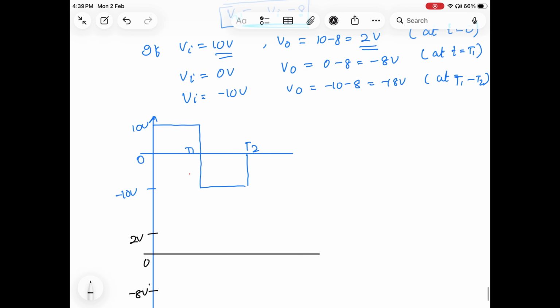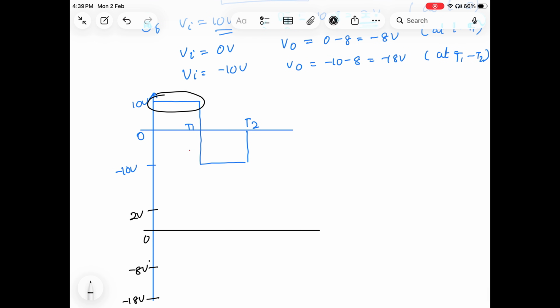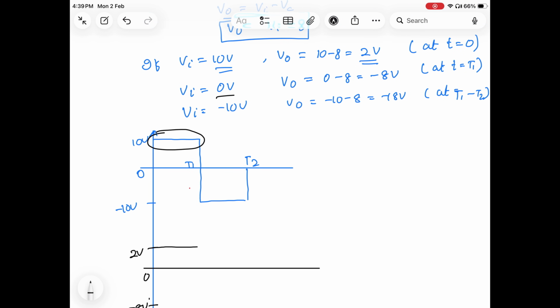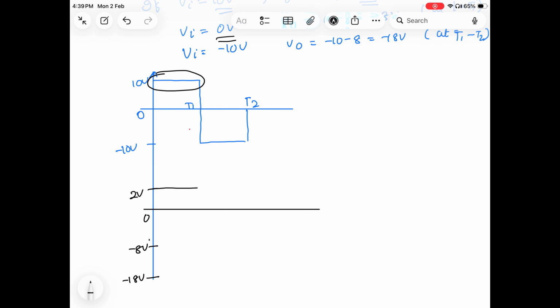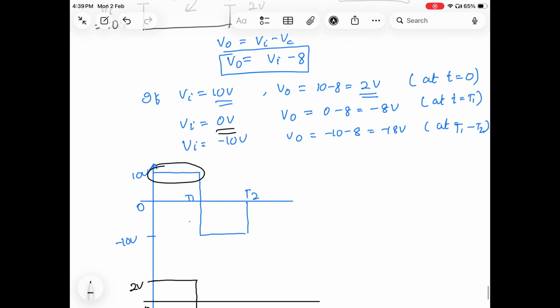So from this relationship, you can see when the input voltage is 10 volt, at that time I will get output voltage equal to 2 volt. So from 0 to T1 I'll get output voltage 2 volt. Then when the input voltage is equal to 0 volt, at that time I'll get the output voltage minus 8 volt. So basically what this 0 line does in the input voltage, the same thing for the output voltage, this minus 8 volt will do.